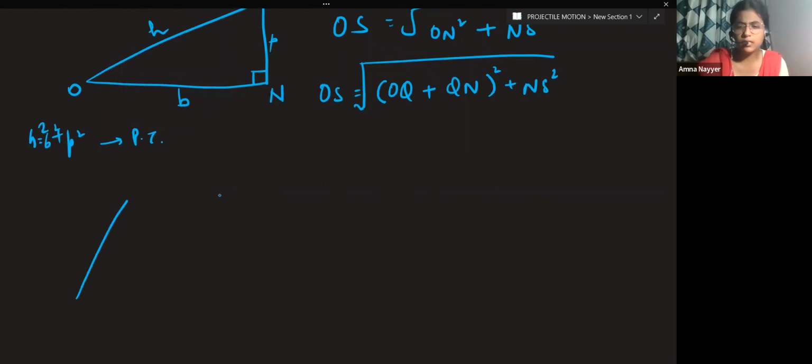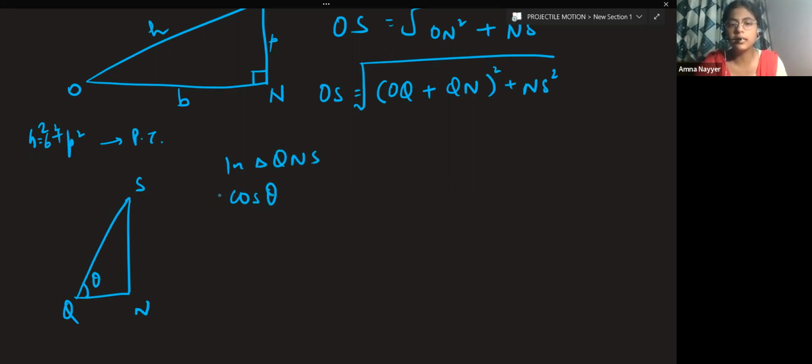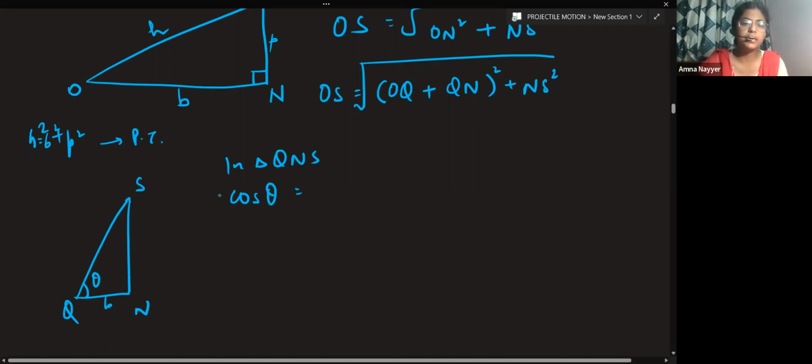This is not a right angle triangle. Here from here it is at right angle. This side is just random theta. This is Q, this was N, this was S point. Fine. So Aisha, can you tell me from this triangle QNS, what is cos theta? This is the base, this is the perpendicular, this is the hypotenuse.